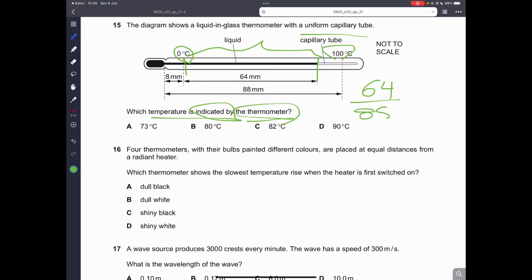88, and then we can multiply it by 10. Okay, let me calculate that real quick. So 64 is going to be over 88, and this is going to be times 10.